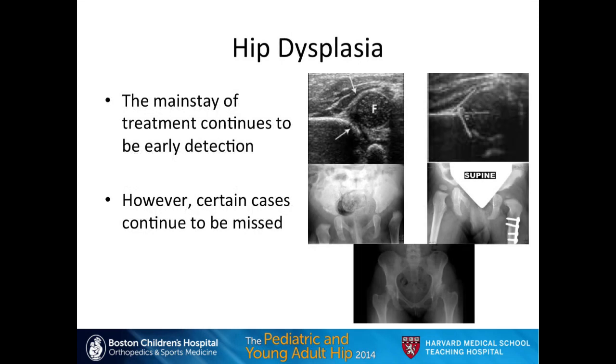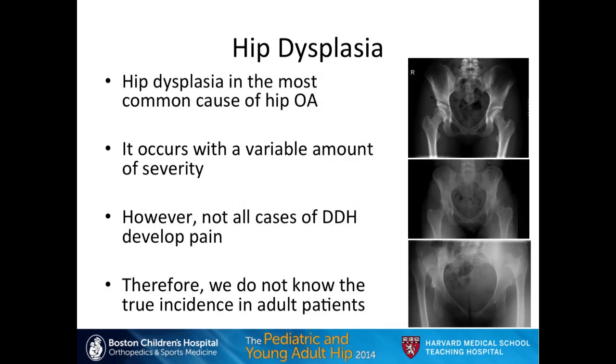Just to back it up a few steps, the mainstay of treatment continues to be early detection in a lot of ways when we're just starting with hip dysplasia. However, obviously certain cases still continue to be missed. And if hip dysplasia is the most common cause of hip OA, it occurs in a variable amount of severity. So not everybody has the same disease, and not every hip that looks the same on x-ray belongs to the same customer.